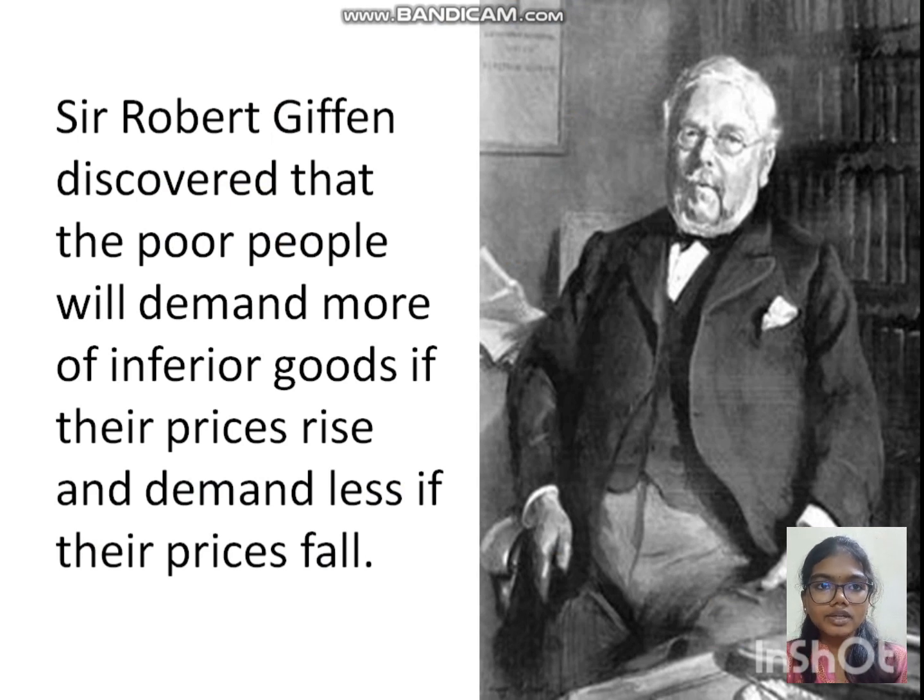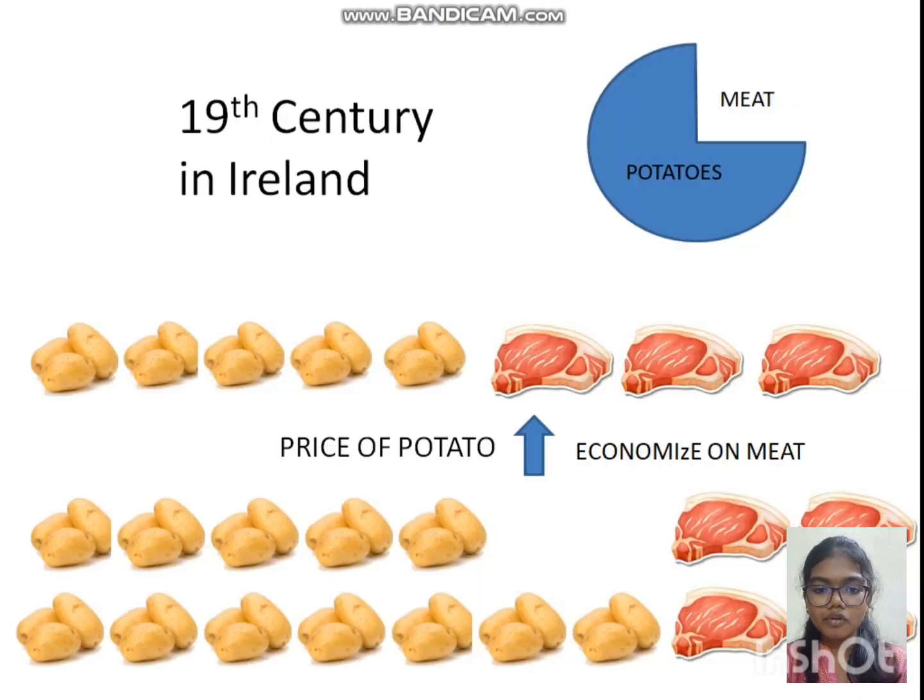Giffen goods are named after Sir Robert Giffen because he is the one who discovered that poor people will demand more of inferior goods if their prices rise and demand less if their prices fall. He found that during the 19th century in Ireland, people spent most of their income on purchasing potatoes, which are considered inferior goods, and only a small part of their income on purchasing meat, which is considered a superior commodity.